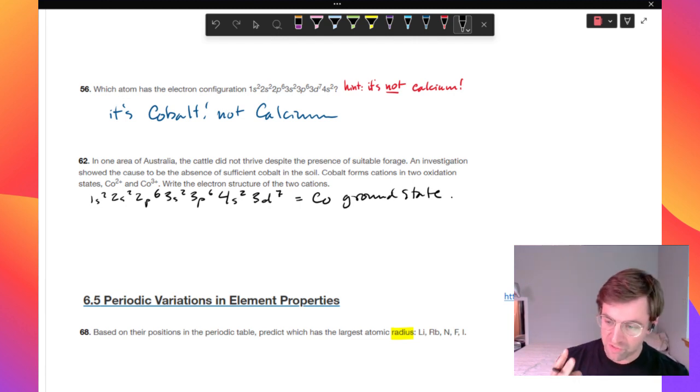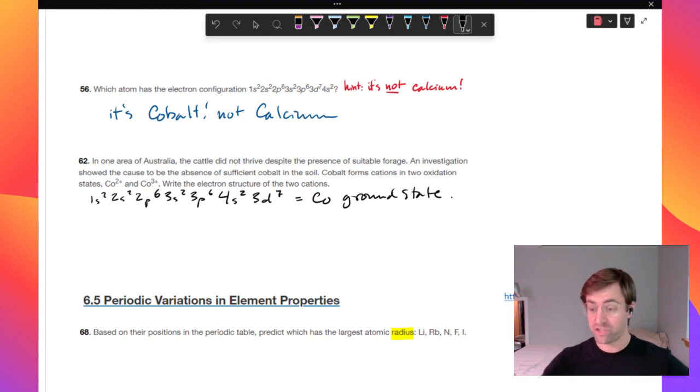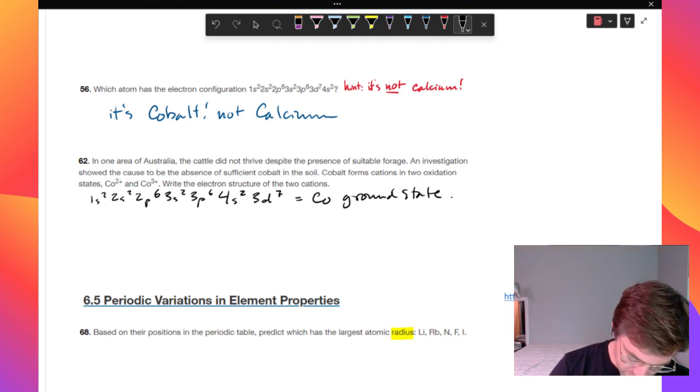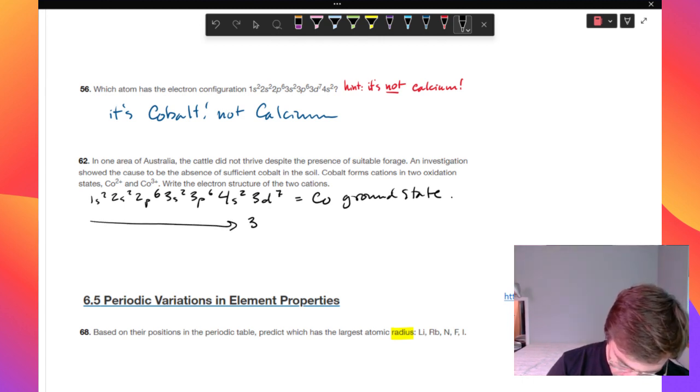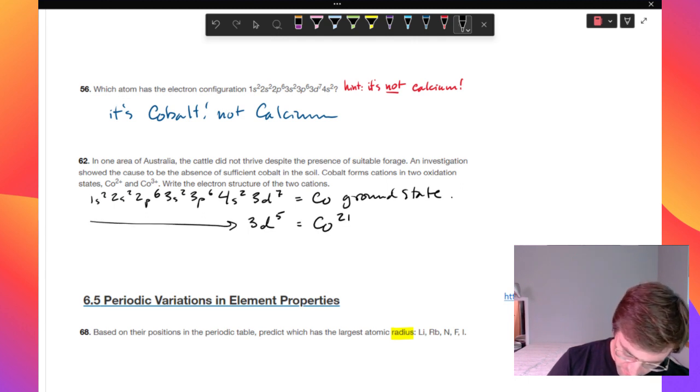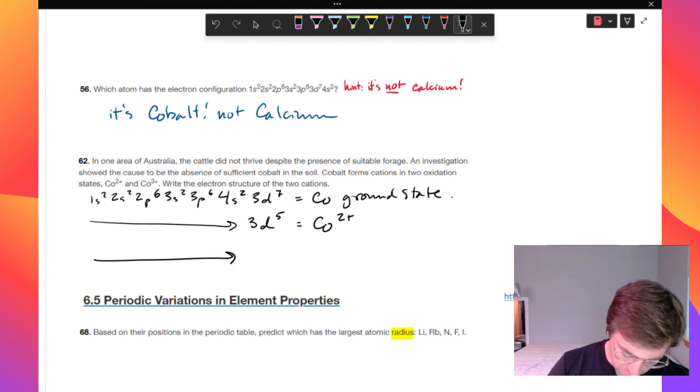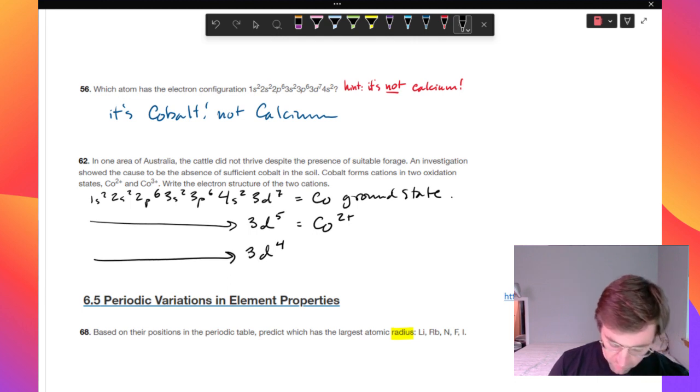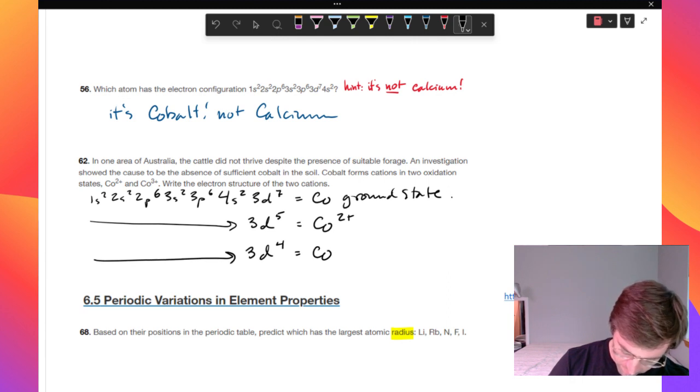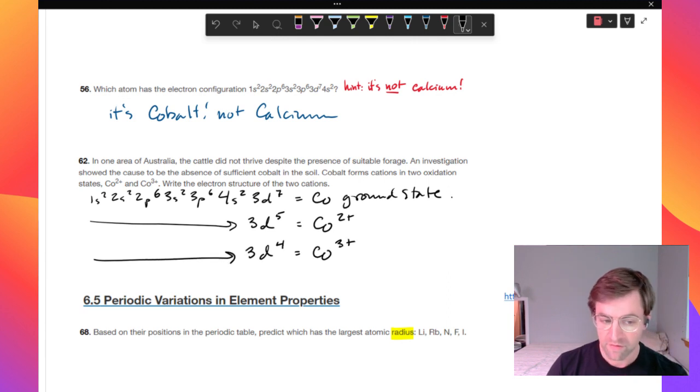If we have a cation with a 2 positive charge, we have to shed charge somehow, so we're going to shed 2 of those electrons. Everything would be the same up to 3d. 7 minus 2 is 5. So 3d5, and that would be our cobalt 2 positive cation. And for cobalt 3 positive, it would be the same deal with 1 less electron again. It really is that simple.